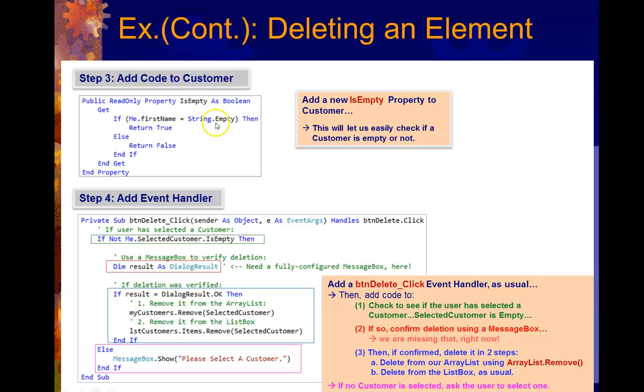Now String.Empty is a special expression that you can use in the string class. There's an Empty property, and anyway, you can use this and test if it's empty. If it's true, then return true, or else return false, and that's the end of this property. So that's how he's going to select whether there's been a selected customer or not. He's going to test whether it's empty or not.